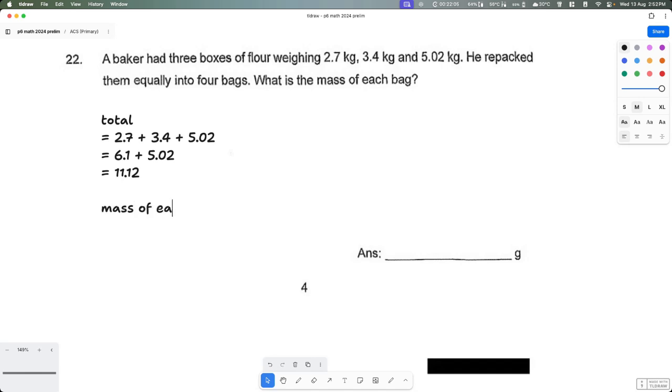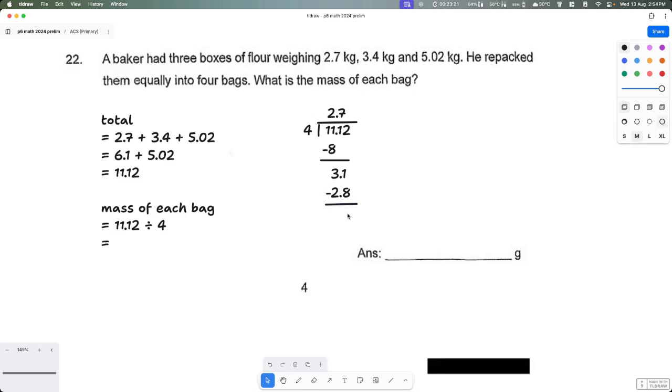The mass of each bag is equal to 11.12, and then we divide it by 4. What will this become? Over here we can minus 8, so 8 will be 2 in this case, 2 point something. Then this will be 3.1 over here. So 3.1 we can minus 28, 32. 28 is 7, since 7 times 4 is 28. So we minus 28, and this will then give us 2.8.